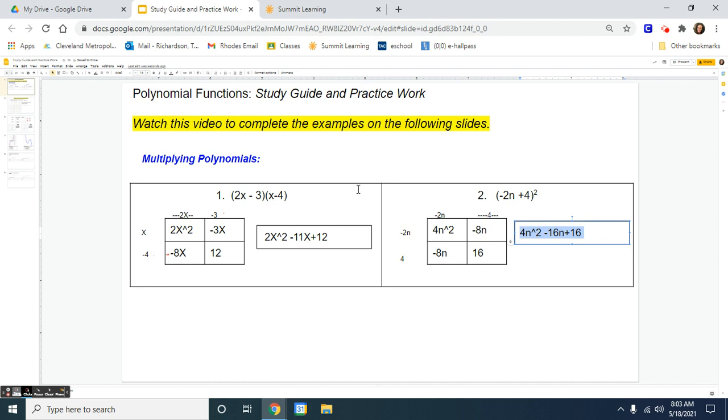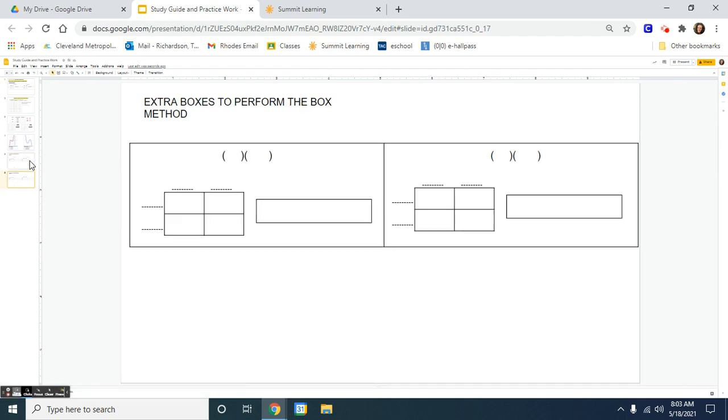Okay, so this will be about 2 or 3 questions you see on the content assessment. And then what I wanted to say is I've made extra boxes for you. So on the study guide and practice work, if you go to slides 5 and 6, I have just blank boxes. So if you get a question like this, you can use these slides to fill in what the problem is and then use the box method to get your answer. Okay? So good luck.